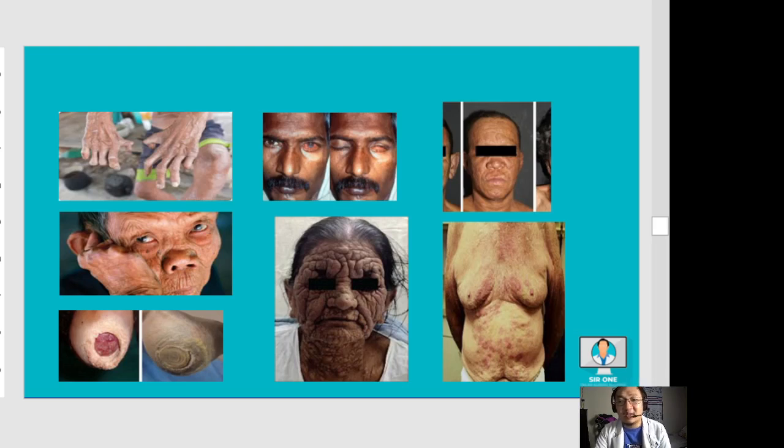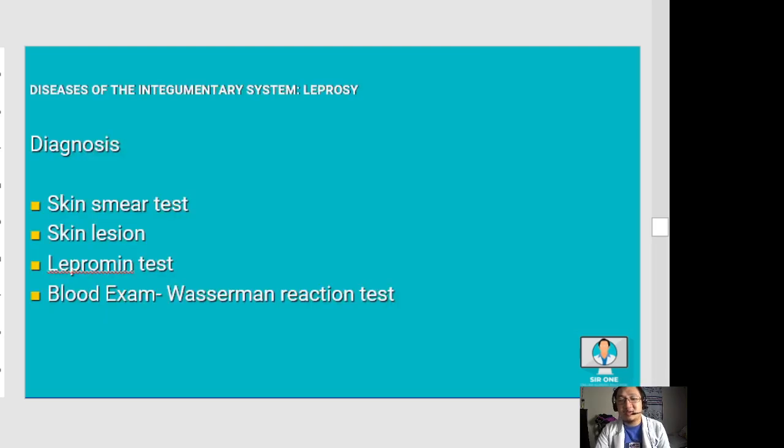Then diagnostics, I will say descriptions to some. We have skin smear test, okay, and lepromin test, or skin lesion test. So for skin smear test, this is our skin test. This is used to determine what type of leprosy a person has, and it's a safe and easy technique according to some sources, in which collection of sample is done from a tiny cut in the lesional skin or from the lesions, and it's stained and examined under microscope.